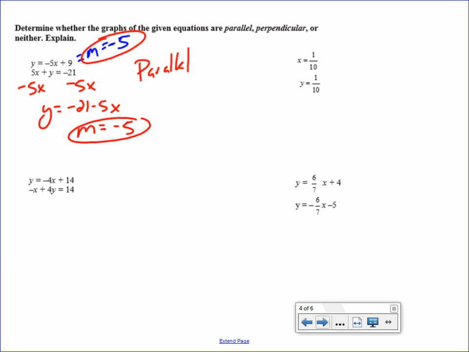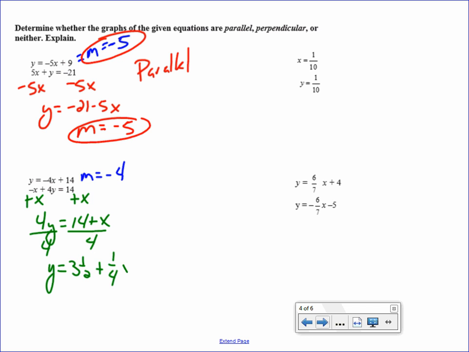Okay, if we take a look at the one below it, the slope of the top one is obviously -4 because it's in slope-intercept form. The bottom one, I'd have to do a little work. I'd have to add an x, so I'd have 4y equals 14 plus x. If you divide by the 4, you'd have y equals, I believe it's 3.5 plus 1/4 x, since this is 1x. So my slope of this line is 1/4.